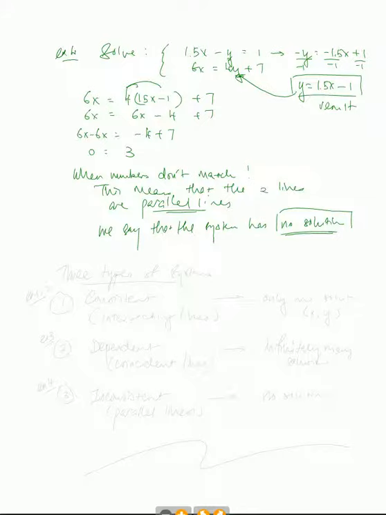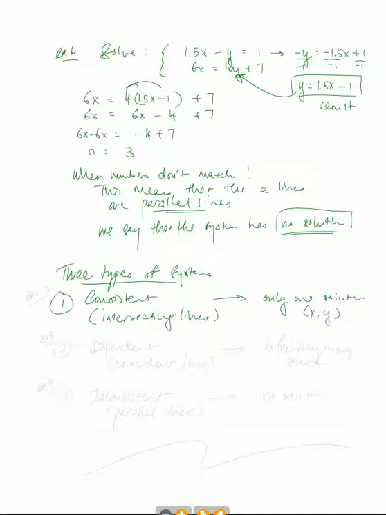In summary, you will notice there are 3 types of systems. First type is where we say that they are consistent, and basically they are made up of intersecting lines. And you notice because the lines are intersecting, you will end up with only one solution point. And the solution always ends up with an ordered pair, something like that.